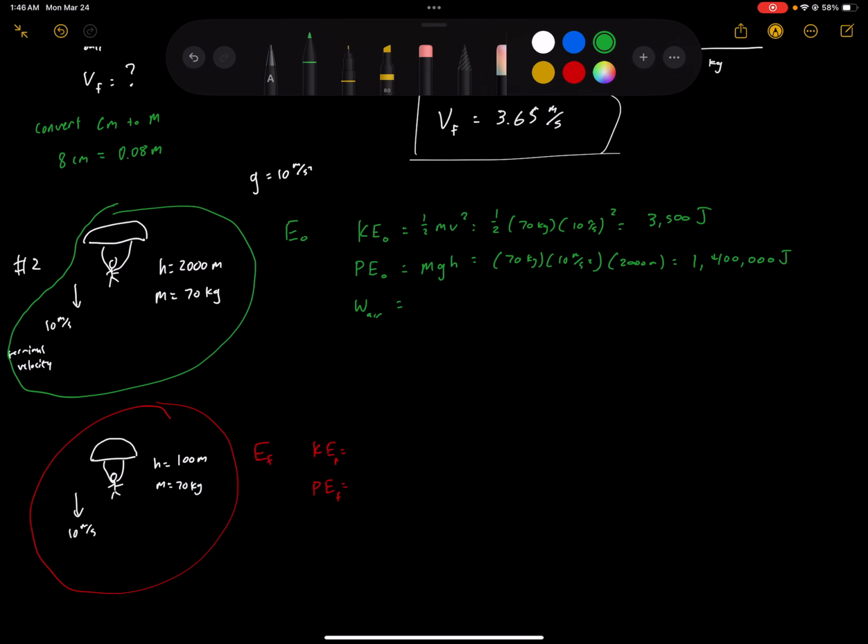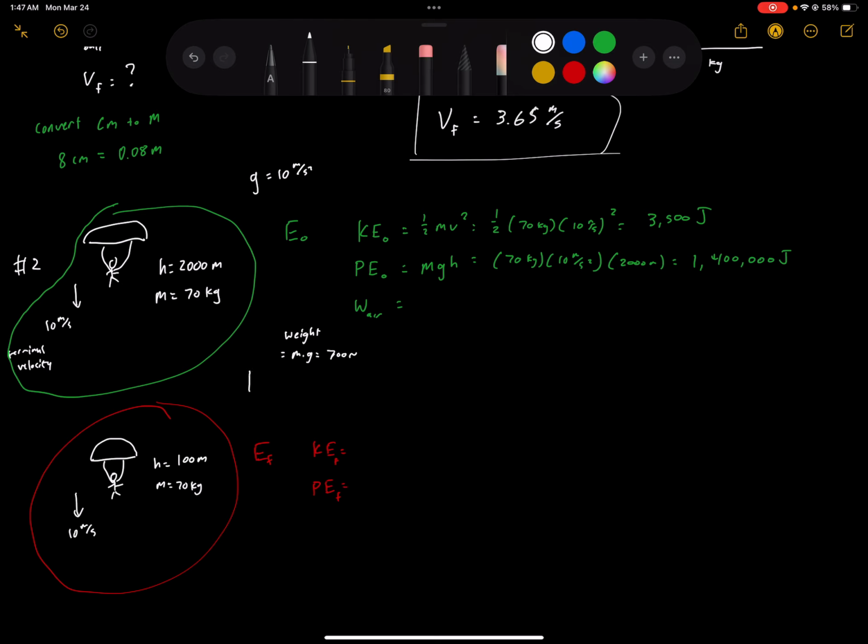Now, in terms of the work done by friction, or I should say by air resistance, you can just calculate it if you want. I will calculate it, but I want to show you there's an easier way to get it. So let's go through the calculation. We know he has a weight of 700 newtons, right? His weight is equal to mass times gravity, so 70 kilograms times 10 meters per second squared.